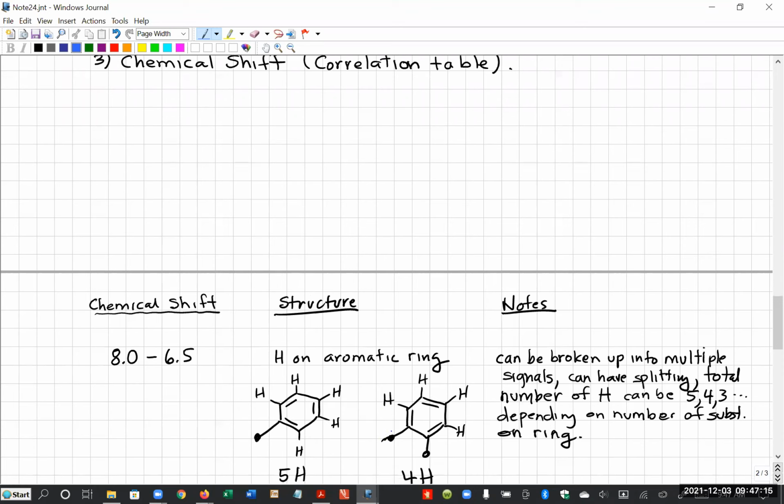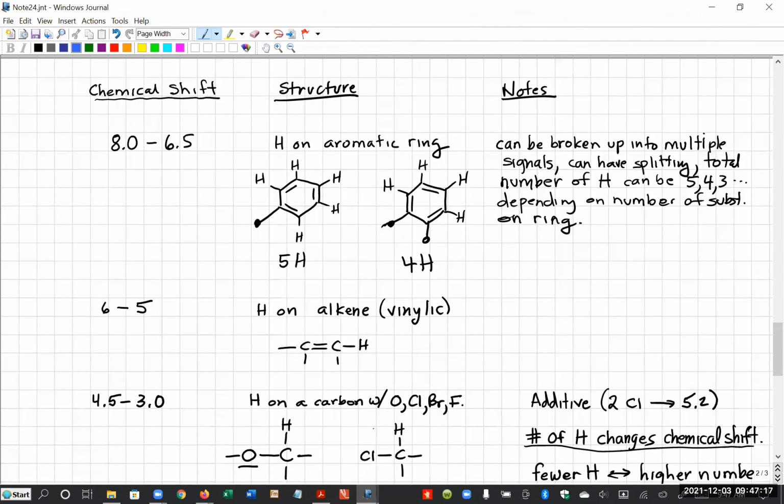Okay, so let me just go through these. So the first one is, I'm going to start on the left and work to the right, just so that they're kind of in an order so that it's not just jumping all over the place. So the first range that we see peaks in is 8.0 to 6.5. In that range, these peaks represent hydrogens that are on aromatic rings, okay, phenyl hydrogens.